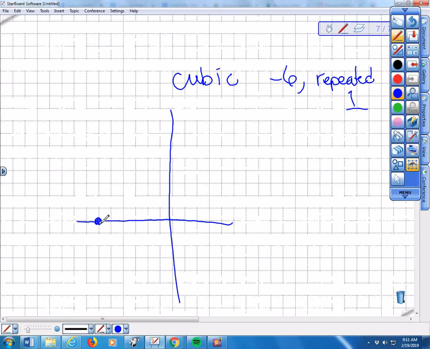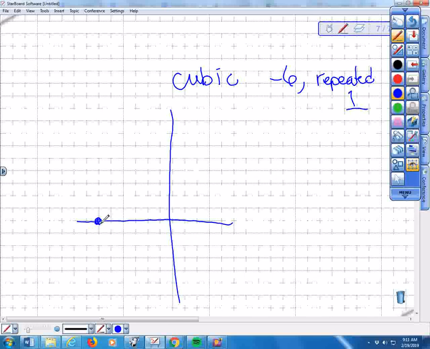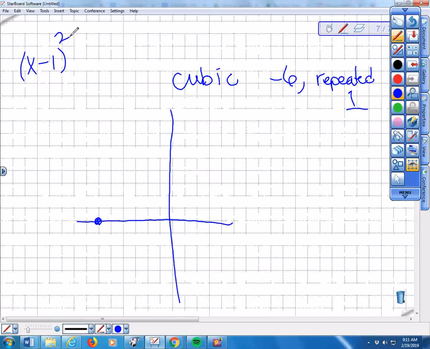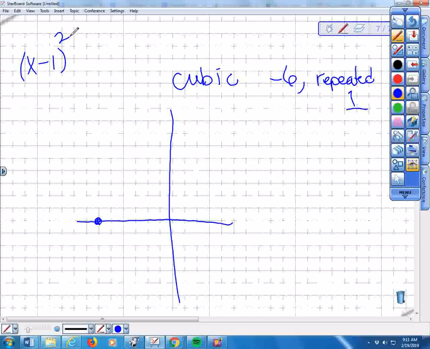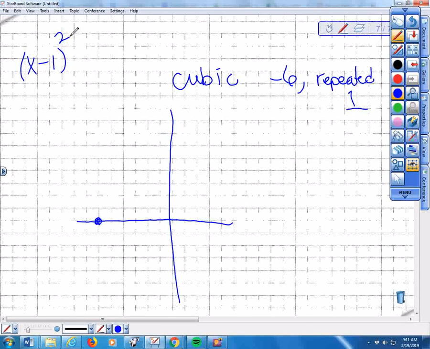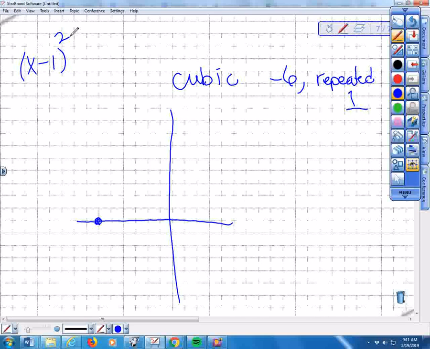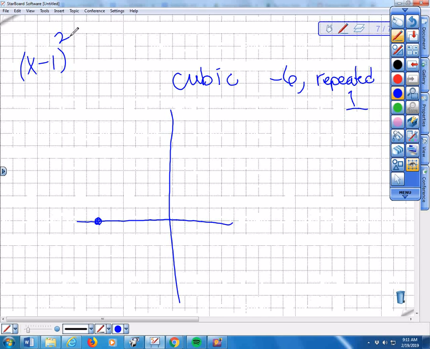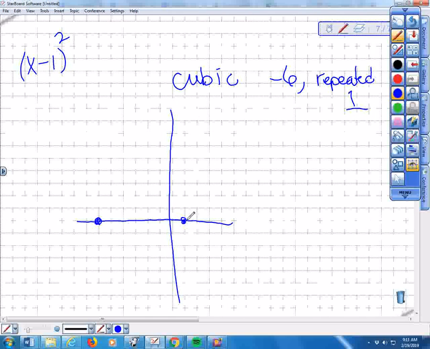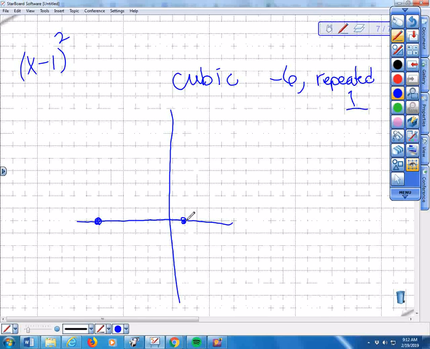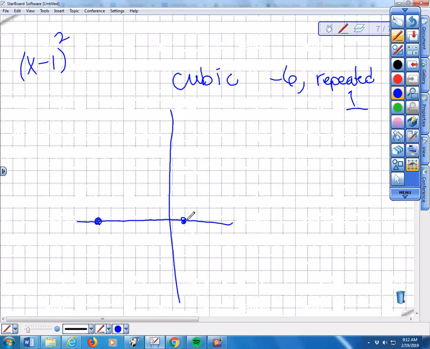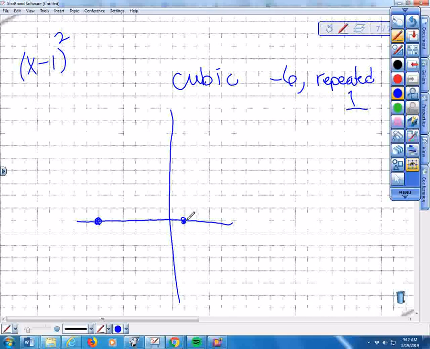How do I get a repeated root of 1? So I have a function like this. It's 1 twice. What does that mean if it's a root that's repeated? What happens on the graph? It goes up and then it goes down. It bounces. It bounces at 1. Okay? So I know the graph's going to go through this point, and it's going to bounce at this point, and the overall end behavior is going to look like this.